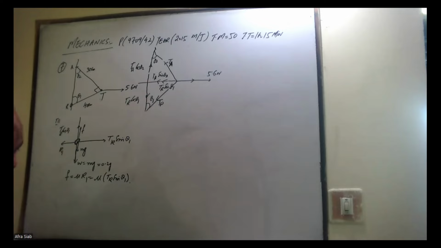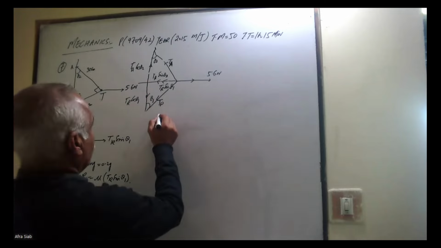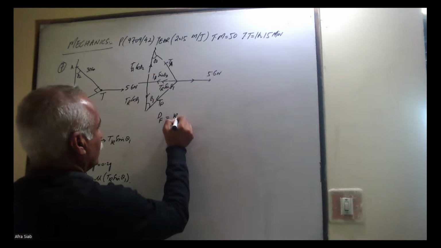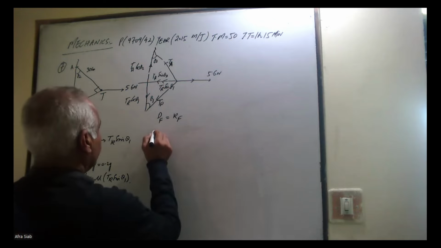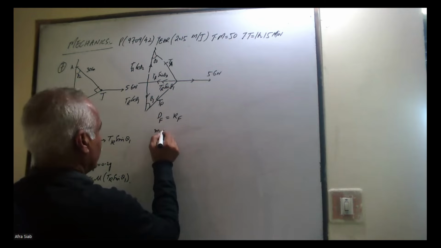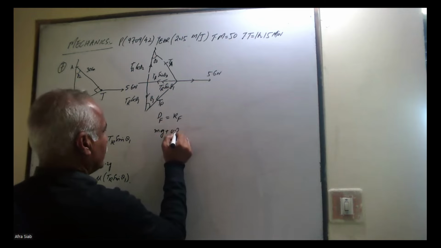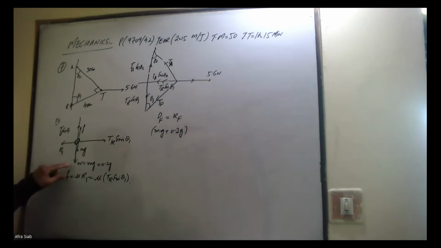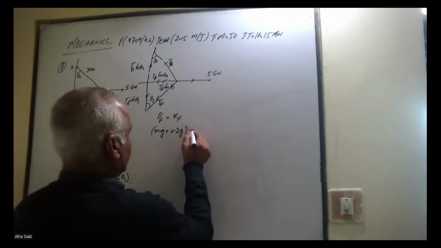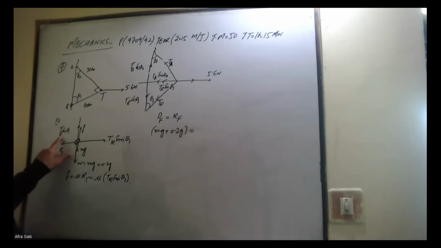So since it is in equilibrium, the driving force is equal to the resistive force. And the driving forces there are mg plus 0.2 g. This is the driving force of this particle, because this is trying to move it downward there, which is being balanced by TR cos theta 1 plus F.